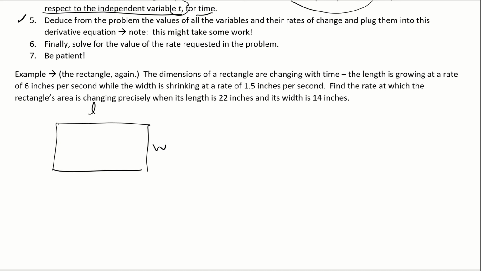The length is growing at a rate of 6 inches per second. Let's circle that. While the width, 1.5, it is actually shrinking, growing. There are differences there. Find the rate at which the area is changing, this is what you're supposed to find, precisely when the length is 22 and the width is 14 inches. That's a lot of numbers, and it freaks people out at first. But forget all that stuff. What's the relationship between area and the length and width? Area is length times width.